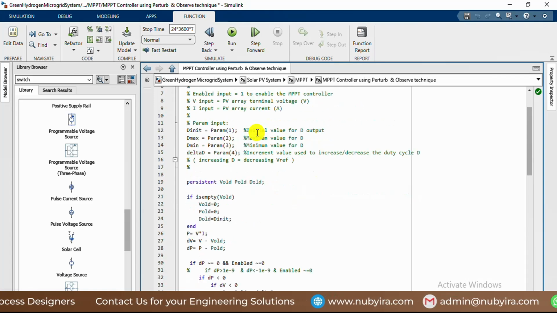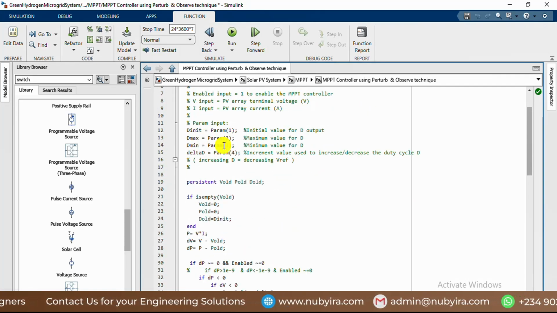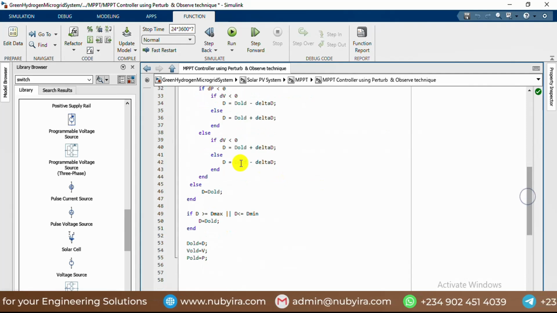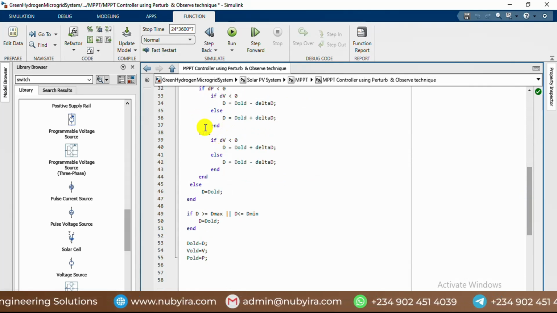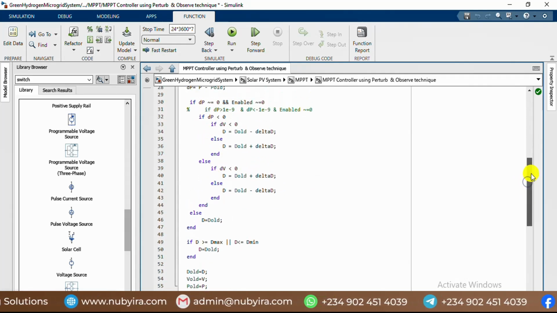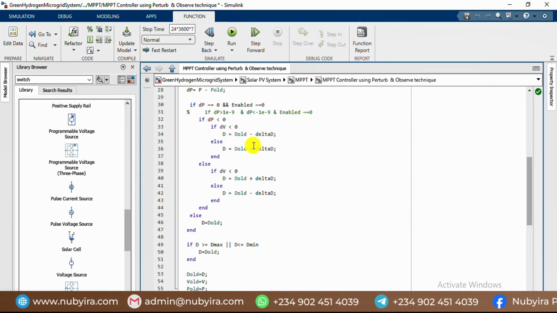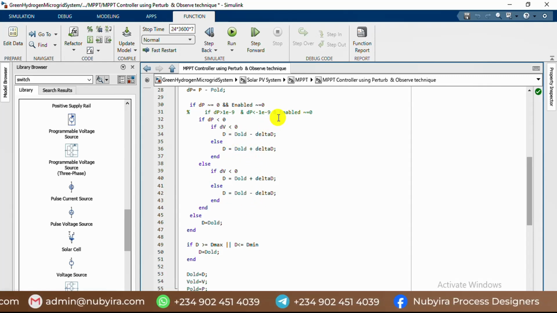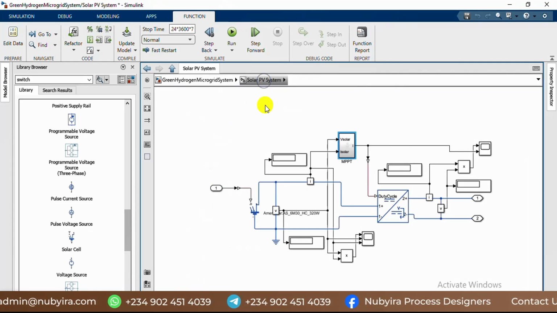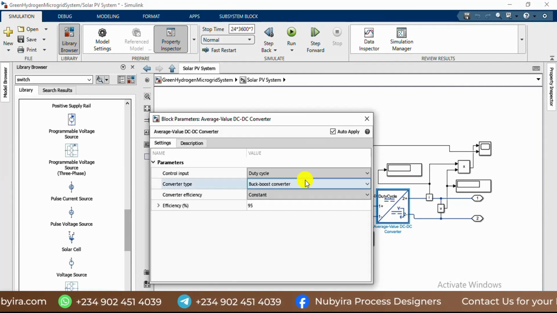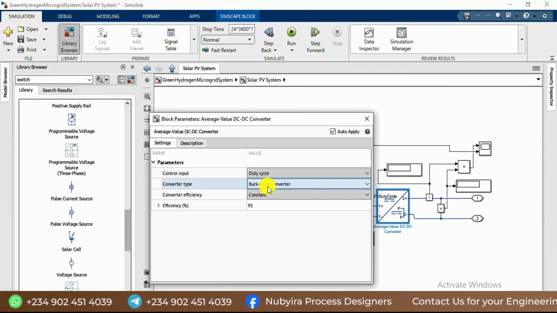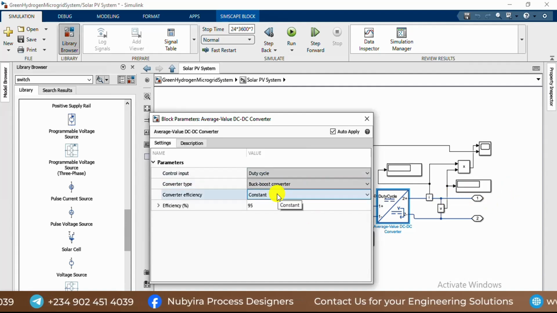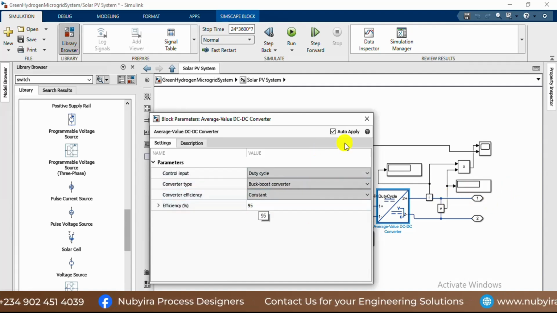The code here is just to maximize the power by using if statements. If the power is not high, it's going to return to the old voltage and calculate a new cycle for the DC-DC converter that will maximize the power. Then the settings for the DC converter is buck and boost. So that means the voltage can increase or decrease in the output voltage, and the efficiency is constant, 95% efficiency.